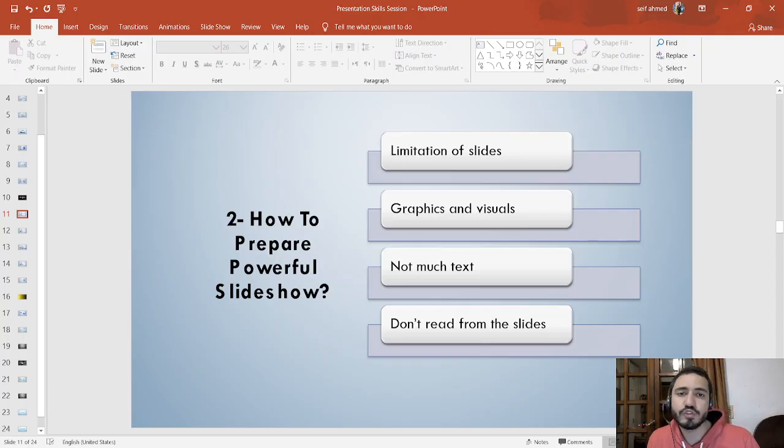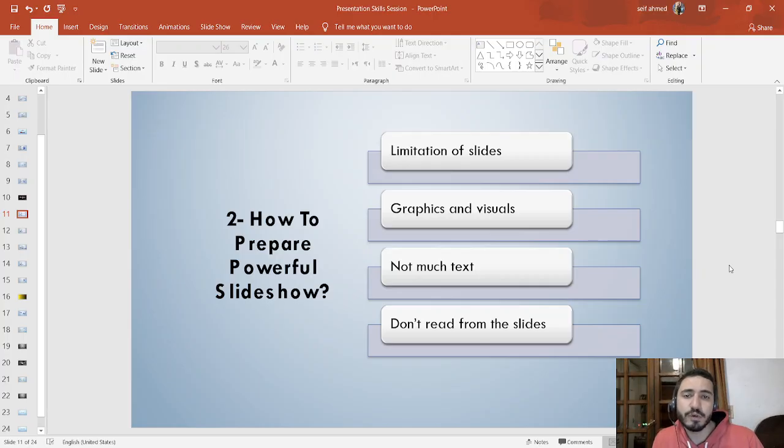You'll also need to place graphics and visuals because these help to make your audience stay on board and stay focused. If you are just using plain information, this will not be good because they will just get bored, they will lose focus, and at some point they will not be with you.